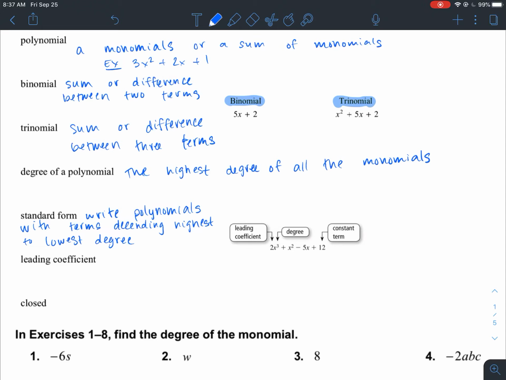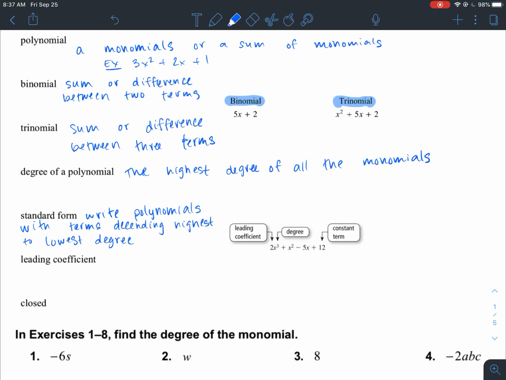Okay, so look over here on the right side. We have a polynomial with four terms, right? 2x cubed, x squared, 5x, and 12. So four terms, so this is a polynomial, okay? And you can see that the degree of the first one is 3, right? The degree of the second is 2. The degree of the third is 1. And again, the constant does not have a degree. So you can see that it's in descending order from highest to lowest. So that is how you write a polynomial in standard form.